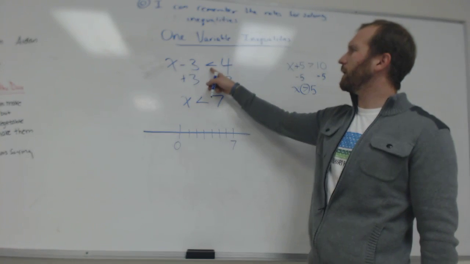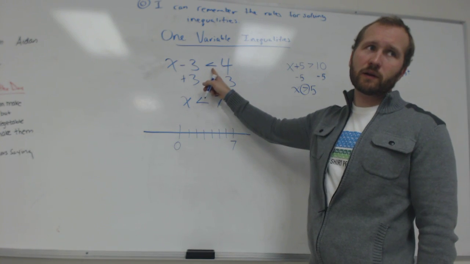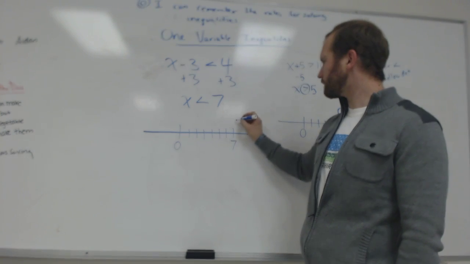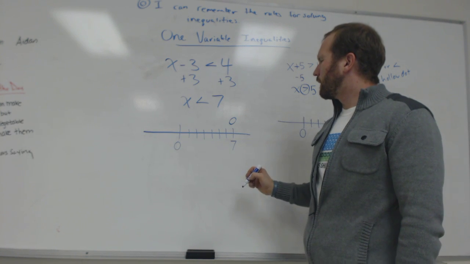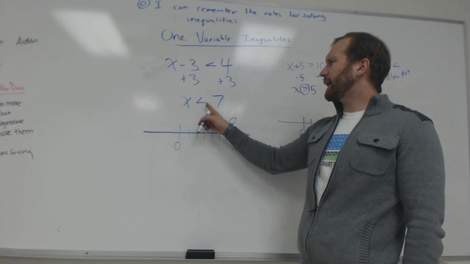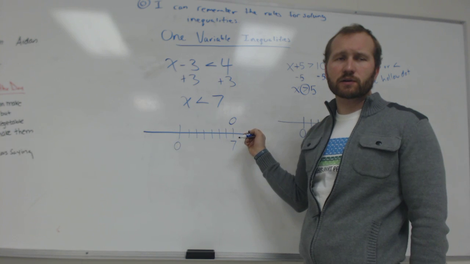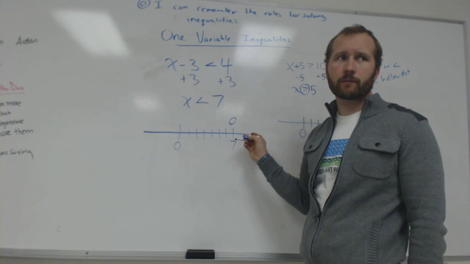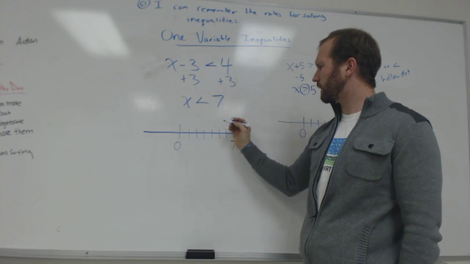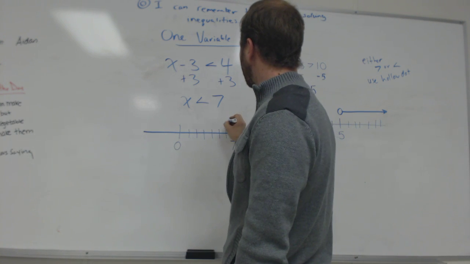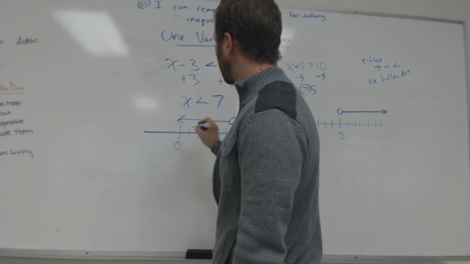Okay, I have a less than symbol, so I'm going to use a hollow dot. And I know x is less than 7. Which direction should I make my arrow go? That way, right? Because x would be anything that's less than 7.